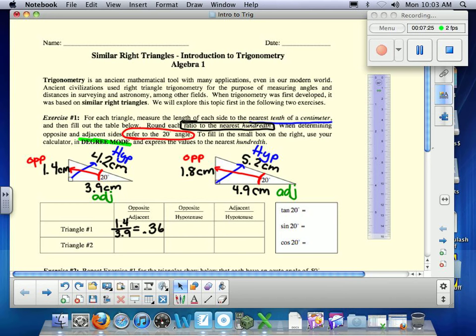Going across, we'll still stick with triangle number 1. The side opposite divided by the hypotenuse. And again, going to our calculators to divide and round. Would you do that for all the sides then? Yep, we're going to end up making those ratios for all the sides. The side adjacent divided by the side that is the hypotenuse, and rounding to the nearest hundredth.